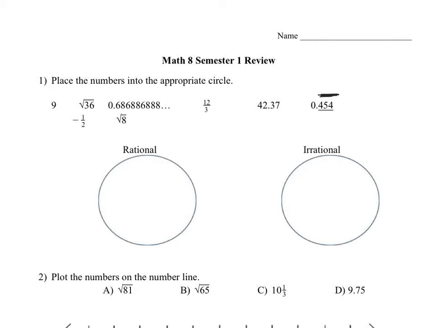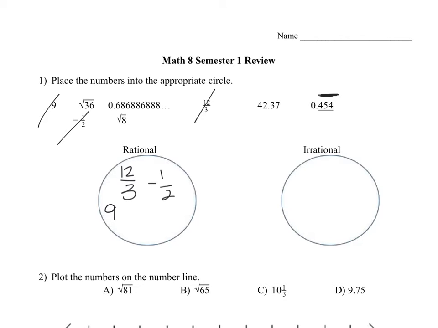Okay, remember, numbers are rational if they can be written as a fraction. So right off the bat, I have two numbers that I would like to write in the rational circle: 12 over 3 and negative 1/2. Those are clearly both fractions, so we'll put them in the rational circle. I would also not forget that number there. That is 9. 9 can be written as a fraction. It can be written as 9 over 1.